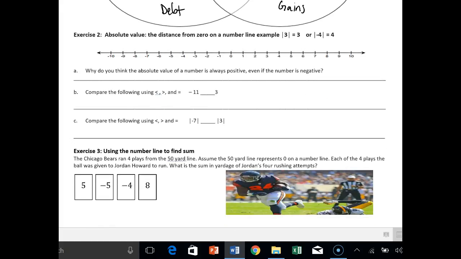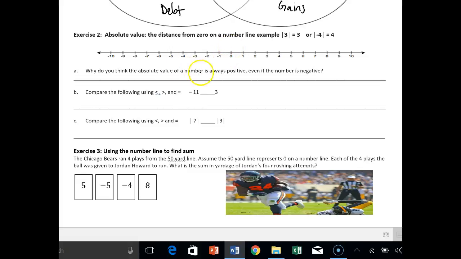All right, so exercise 2, absolute value. This is an important one. It's the distance from 0 on a number line. So these bars mean absolute value. So this says the absolute value of 3 is 3. Well, does that make sense? If I go to 3 on the number line, it is 1, 2, 3 spaces away from 0. The absolute value of negative 4 is 4. If I go to negative 4 on the number line, it is 1, 2, 3, 4 spaces away from 0.